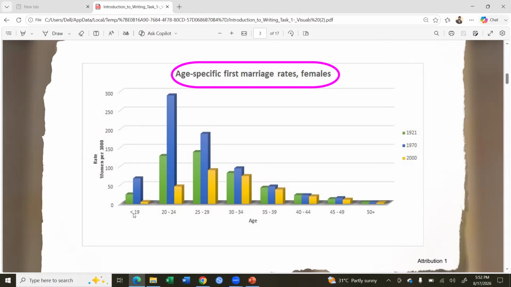सो अंडर 19 एंड अंडर, अगर हम 1970s की बात करें तो 1000 में से तकरीबन हाउ मेनी, लेट्स से 65 फीमेल्स जो हैं वो शादीशुदा थी, उन्होंने पहली दफा शादी की थी। आर यू गेटिंग? फिर इसी सेम एज ग्रुप में 1921 में ये नंबर और भी नीचे था। इट वाज ऑलमोस्ट लाइक 25 फीमेल्स पर थाउजेंड। इज इट क्लियर? 2000 में ये और भी नीचे चला गया एंड इट इज ऑलमोस्ट लाइक 5 फीमेल्स पर थाउजेंड। इज इट क्लियर?